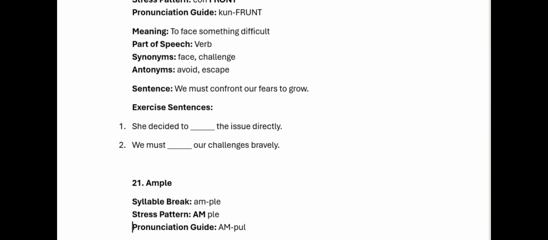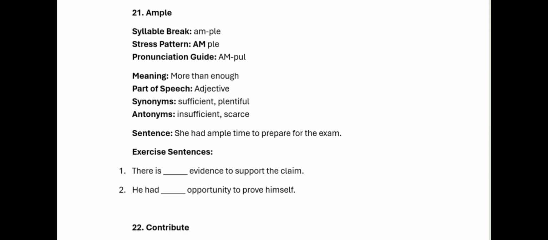Word 11. Ample. Like in the word principle. Ample, the stress is on the first syllable. The pronunciation says it is AM with a stress and PUL, P-U-L, ample. Something which is more than enough. That is the opposite of paucity. It is an adjective. Sufficient and plentiful are the synonyms. Insufficient and scarce are the opposites. She had ample time to prepare for the exam. She had sufficient time, enough time to prepare for the exam.